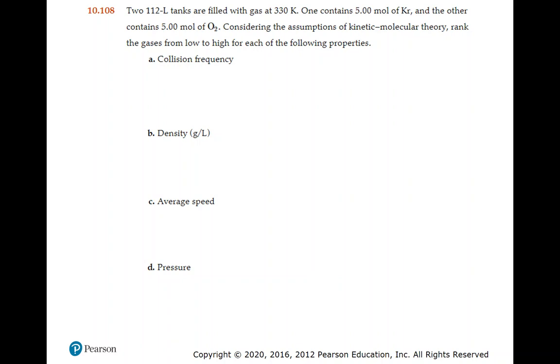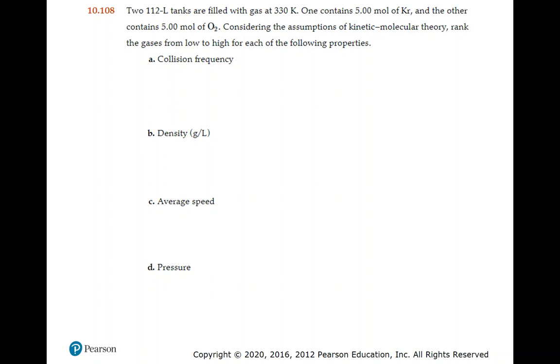Next, let's look at this example, which is going to be problem number 108 from the end of chapter 10 in your textbook. This is a mostly conceptual problem, although it involves some quantitative reasoning, I guess. So we're told that there are two 112-liter tanks filled with gas at 330 Kelvin. So they both have the same volume and the same temperature. One contains 5 moles of krypton, the other contains 5 moles of oxygen. So they contain the same number of moles of gas particles as well.